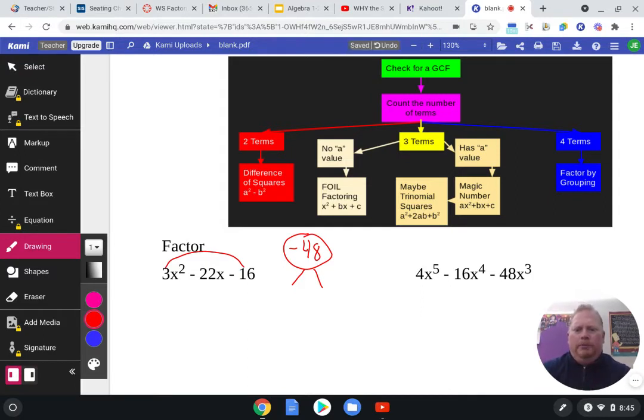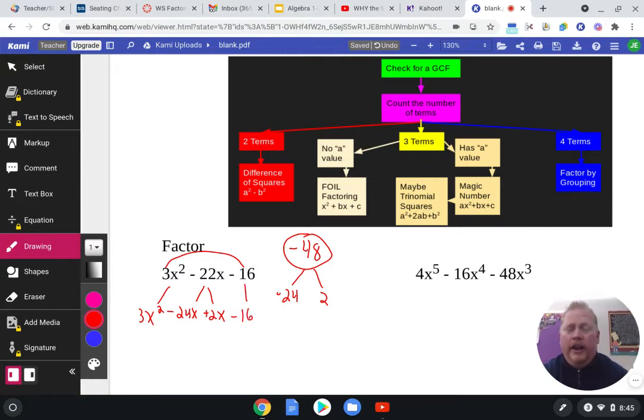So what two numbers can multiply to be negative 48 but add up to be negative 22? Well, since it's a negative 48, I'm looking at one positive and one negative. Just doing some guessing and checking in my mind, I think we're looking at negative 24 and positive 2. So then that'll split up into negative 24x plus 2x, and then I'll bring down the 3x squared and the minus 16.